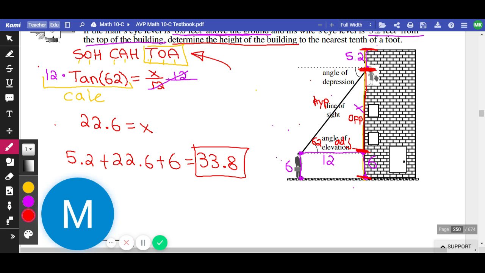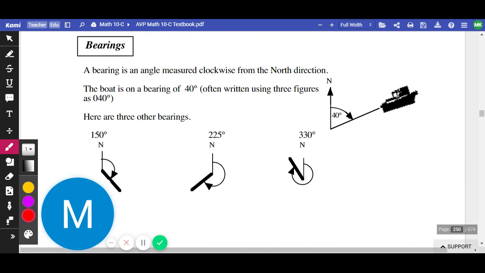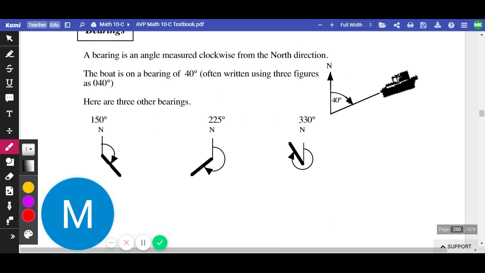Awesome. The next part of the textbook goes through something called bearings. We're not going to do anything with bearings. Bearings is just a way of measuring which way you're facing. If you hunt or you do anything in the wilderness, you probably talk about bearings.